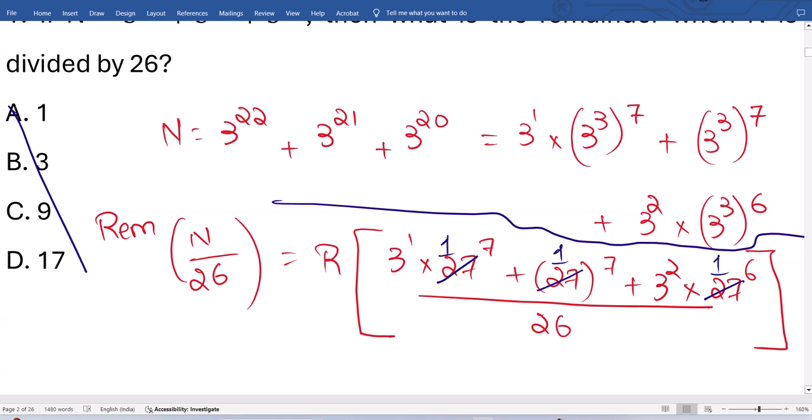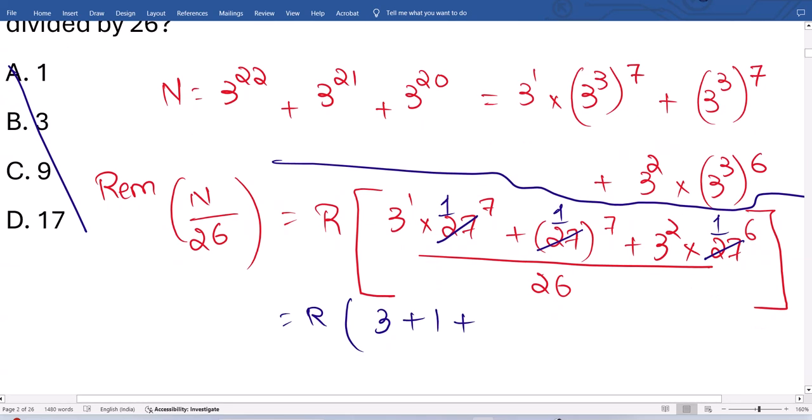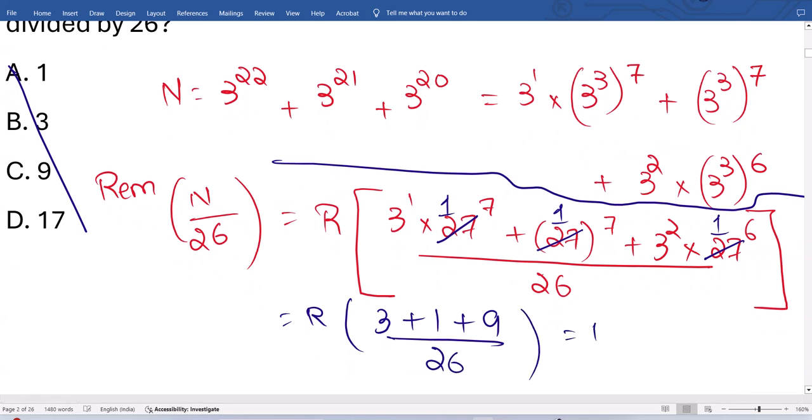Now 3 power 1 into 1 power 7 is 3. Next, 1 power 7 is 1. 3 square into 1 power 6 is 9. What is the total in the numerator now? 13. Few people will play with that: 13, one times 13, two times. Arey boss, 13 is not divided by 26. Can you divide 13 by 26? When the numerator is less than the denominator, the answer is the numerator. Answer is 13.